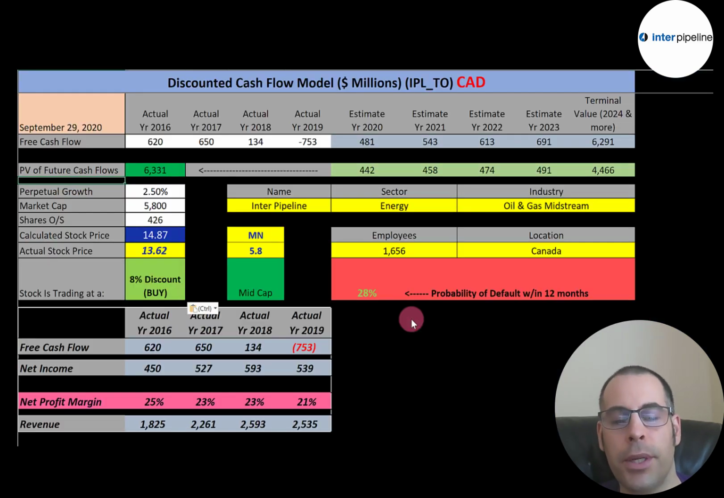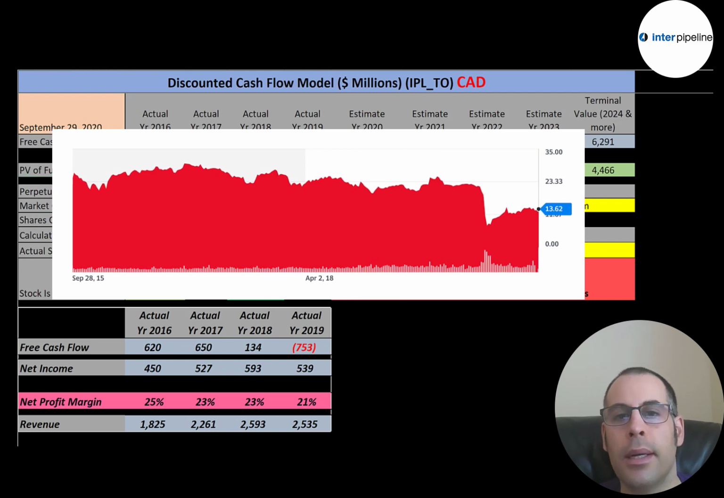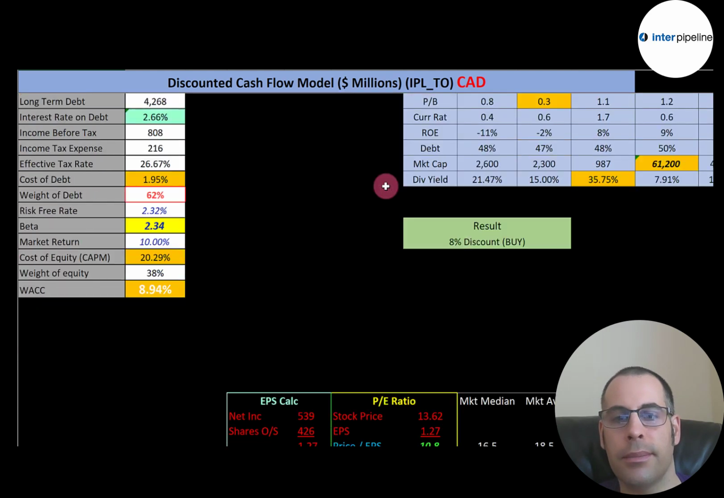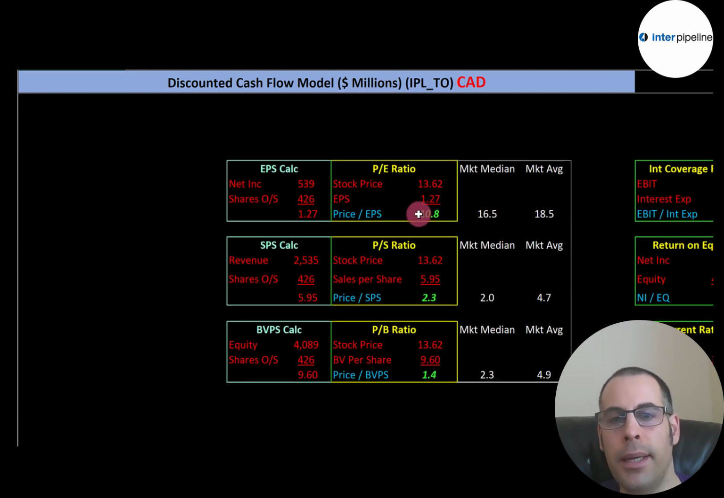Let's see where the stock has been trading the past few years. So the stock was trading in the low 30s for a few years, then took a dip. It's come up a little bit, but it looks like it could be a good value. Let's look at the financial ratios. Great PE and great price to sales and price to book.